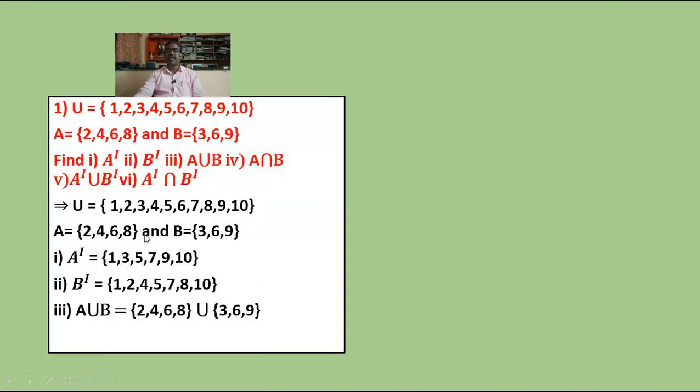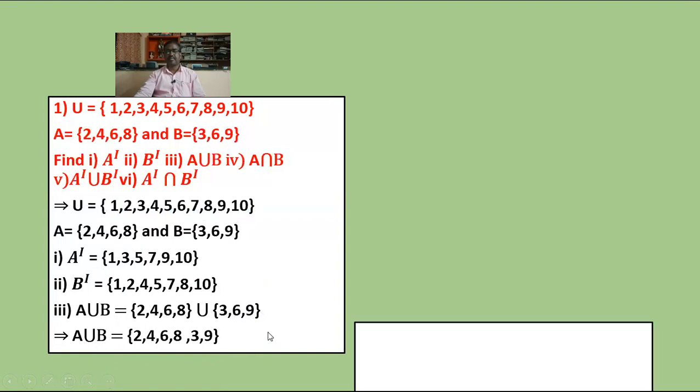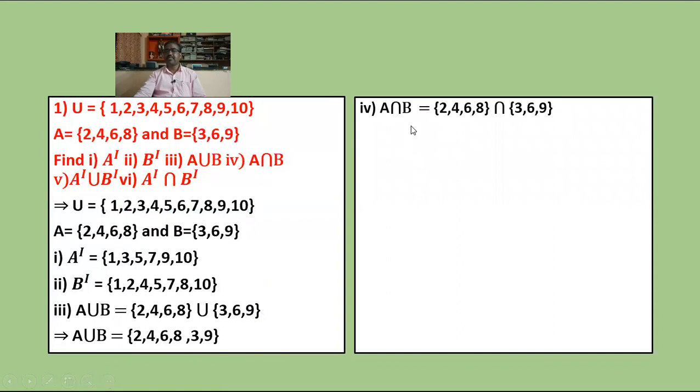A union B. Take all elements in sets A and B together, then we get the A union B set: {2, 4, 6, 8, 3, 9}. These are all the elements in A union B. A intersection B: take the common elements in sets A and B. Sets A and B contain 6 as the common element. Therefore, A intersection B is equal to {6}.